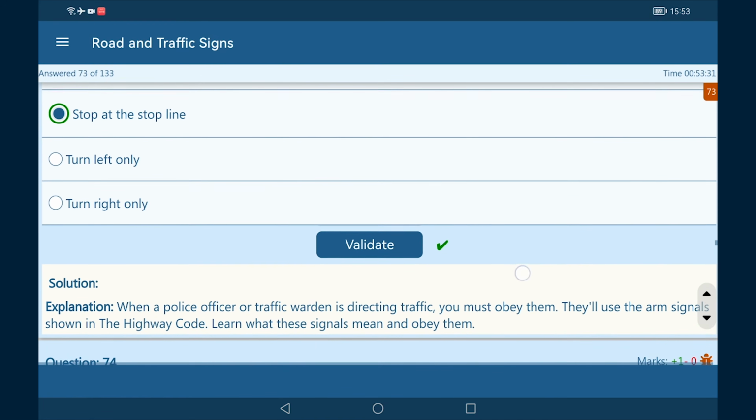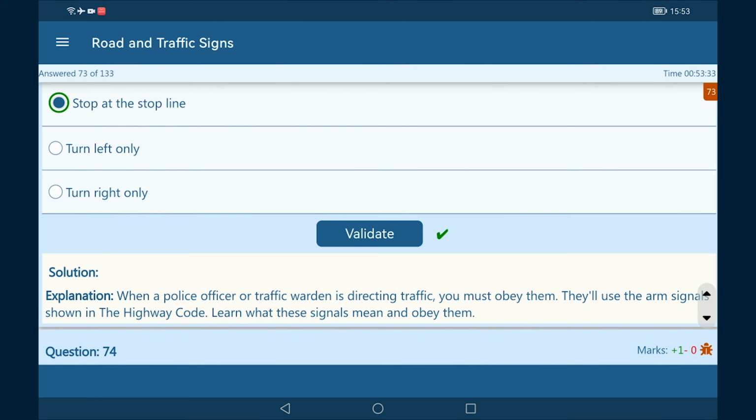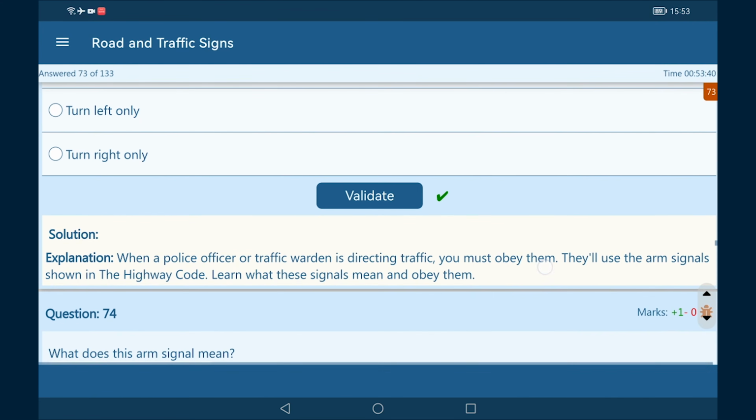Explanation. When a police officer or traffic warden is directing traffic, you must obey them. They'll use the arm signals shown in the Highway Code. Learn what these signals mean and obey them.